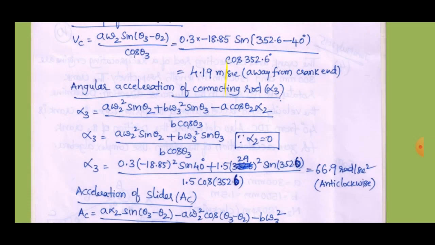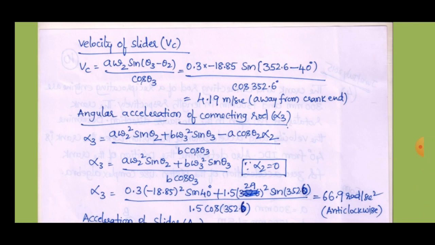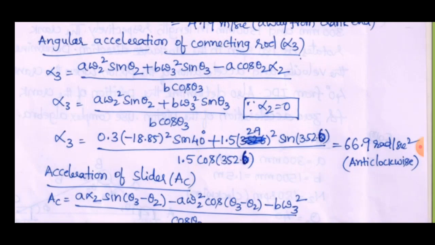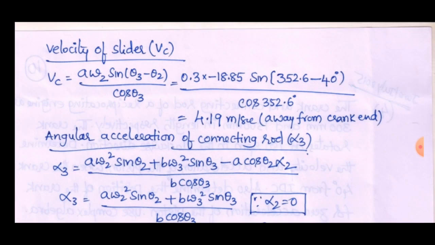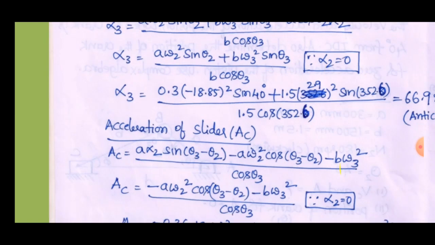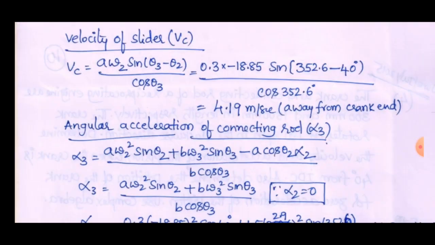Next, after finding the angular velocity of the connecting rod, the velocity of the slider, that is Vc. Once again, you know the formula. So you write down the formula, that is a omega 2 into sine of theta 3 minus theta 2 by cos theta 3. Now here all values are known. Just substitute and simplify. I will get 4.19 meters per second. It is positive, therefore in the bracket you must write away from the crank end. If it is negative, towards the crank end.